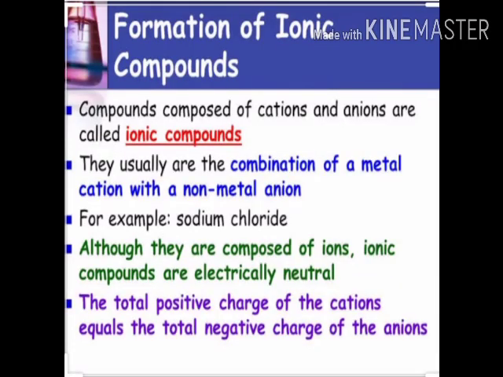Formation of ionic compounds. Compounds composed of cations and anions are called ionic compounds. They are usually a combination of a metal cation and a non-metal anion, for example, sodium chloride. Although they are composed of ions, ionic compounds are electrically neutral. The total positive charge of the cations is equal to the total negative charge of the anions, because of which the molecule becomes electrically neutral.